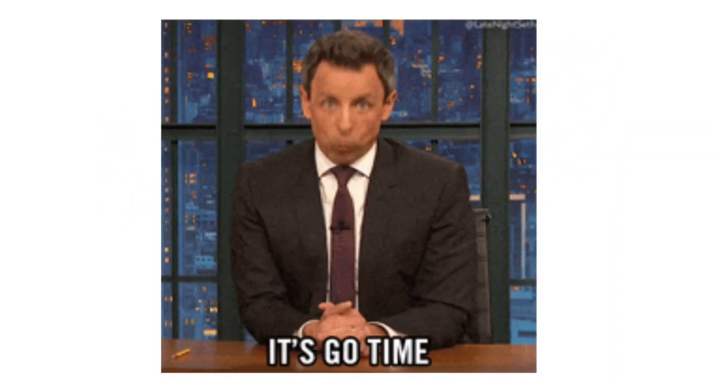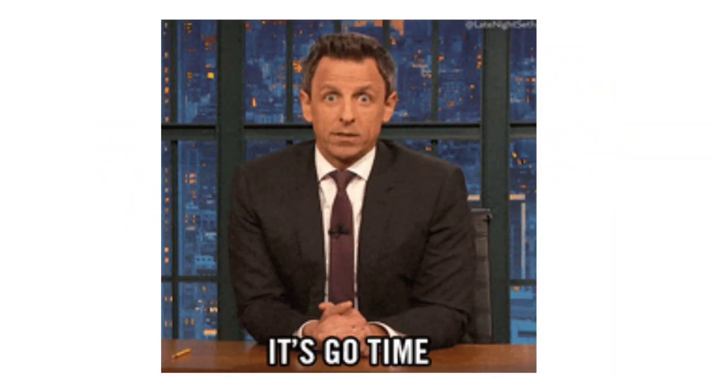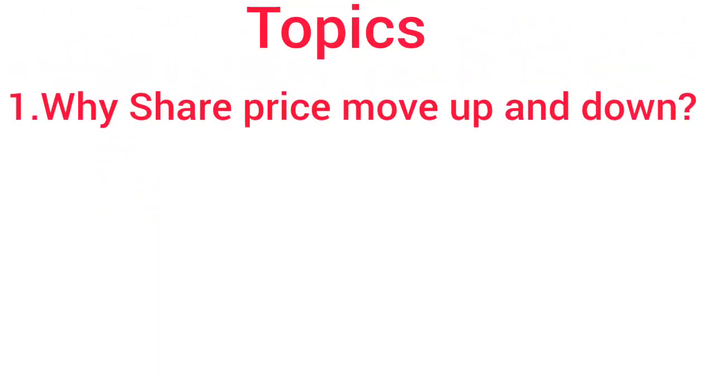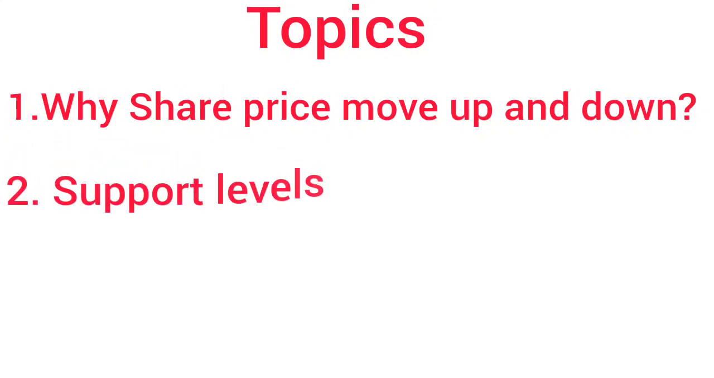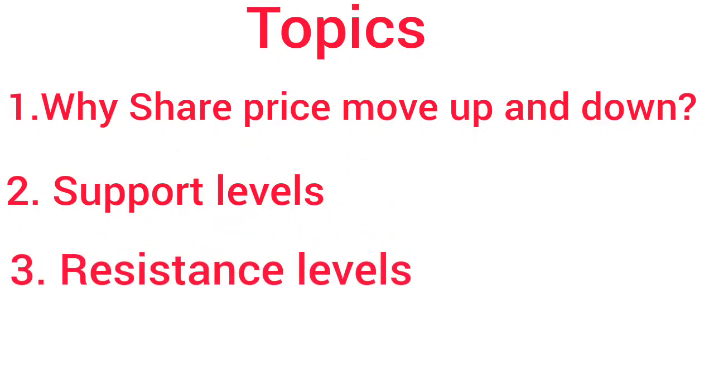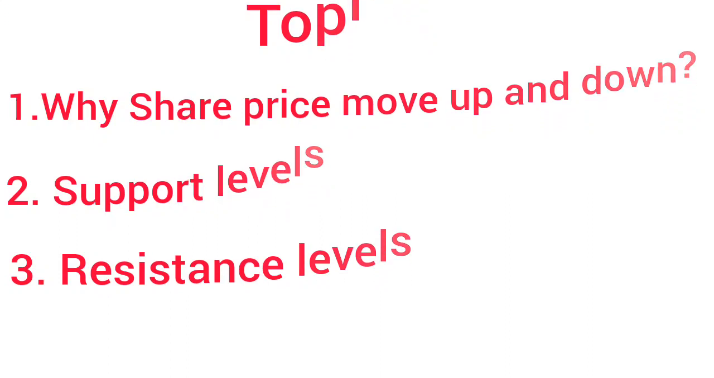Hello friends, in this video we are going to cover three topics, and this video is specifically for the beginners who have just entered the stock market. So the first topic is why a share price goes up or down, on what basis the movement happens. The second topic is the support. What are the support levels, why we call it a support, what makes a certain level a support. And the third topic is the resistance level, why a certain price becomes a stock resistance level. We will discuss all three topics in this video.